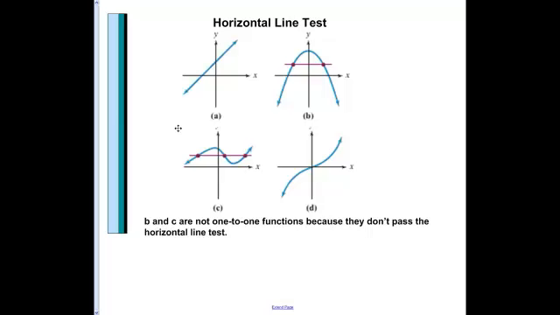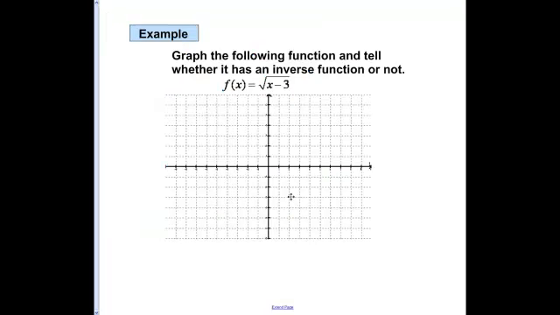If we take a look and apply the horizontal test here, we see that part A has an inverse function, part B does not, part C does not, but part D does. B and C do not pass the one-to-one relation. Graph the following function to tell whether or not the function has an inverse function.